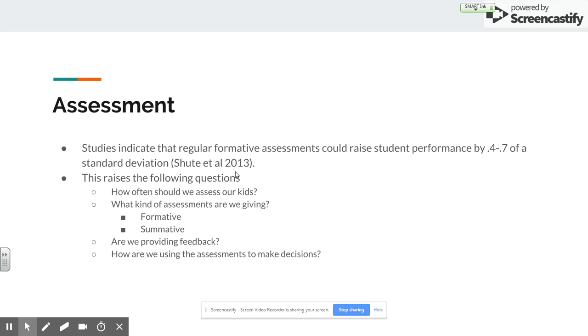Right. A study by Shute et al. says that regular formative assessments could raise student performance by 0.4 to 0.447 of a standard deviation. Well, this raises the questions: how often should we assess our kids? What kind of assessments are we giving? Right? Are we giving formative? Are we giving summative? Are we providing feedback? How are we using the assessments to make decisions?